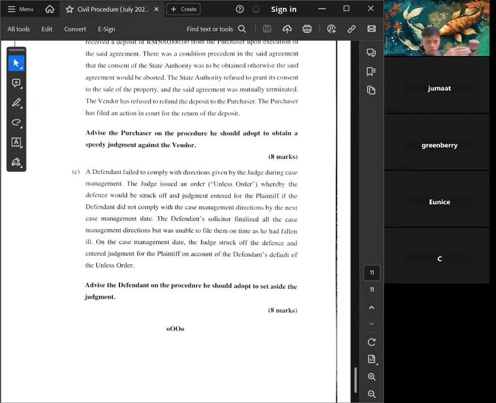However, there is an exception, because if you have a strong ground, a very good and valid reason, it can be set aside by the court as it thinks just. So how are you going to set aside? Order 42, Rule 13.